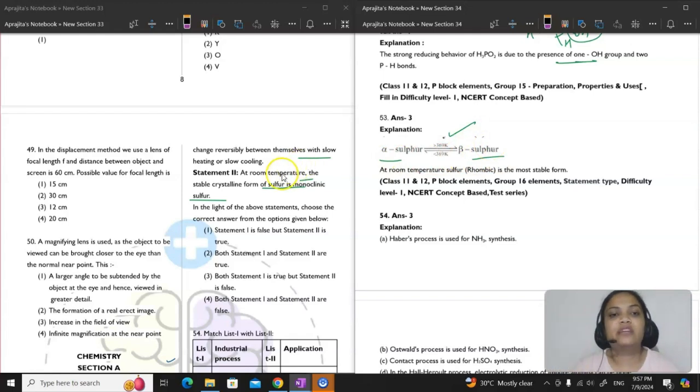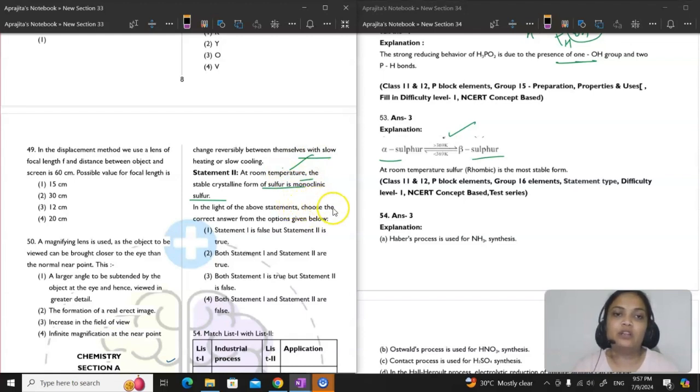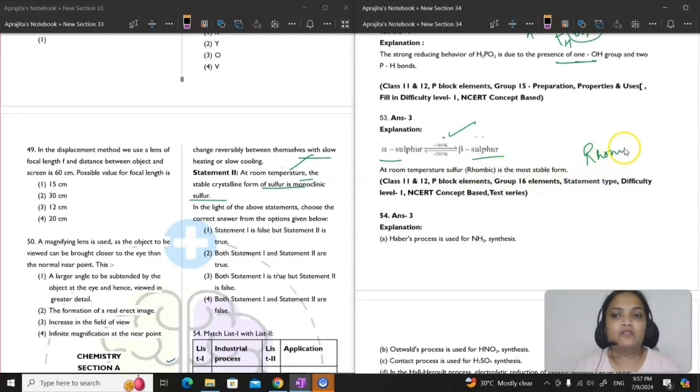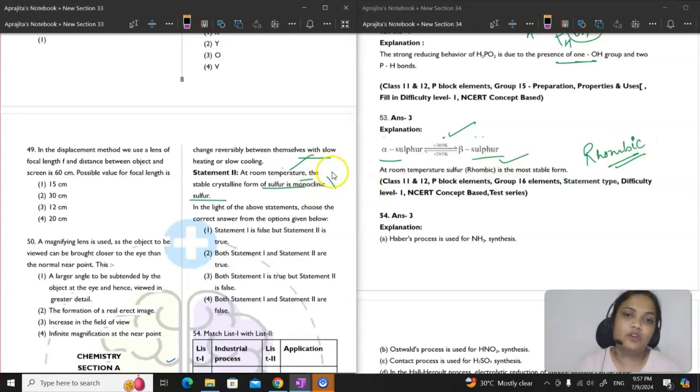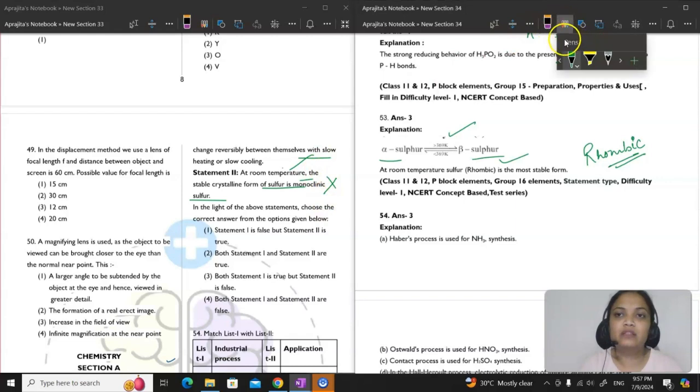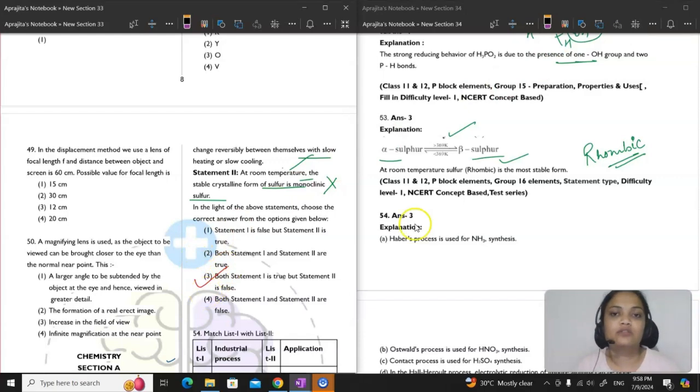So this statement is true, but if I talk about the second statement, at room temperature the stable crystalline form of sulfur is rhombic sulfur. This is about the allotropes of sulfur we are talking about. At room temperature, rhombic sulfur is the most stable form, not the monoclinic. So this is wrong. It means that the first statement is true but the second is false. The answer is option 3.